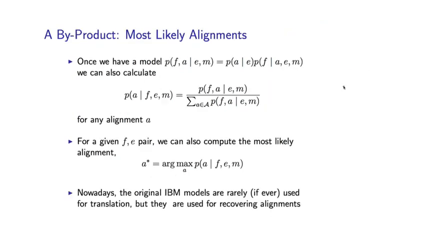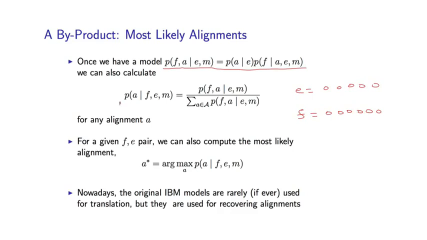Now, a very important byproduct of this process is that once we have a model of this form, given an English sentence and a French sentence, we can find the most likely alignment. So if we have some English sentence here, and we have some French sentence here, we can, for every possible alignment between these two sentences, evaluate their probability and pick the most likely alignment.